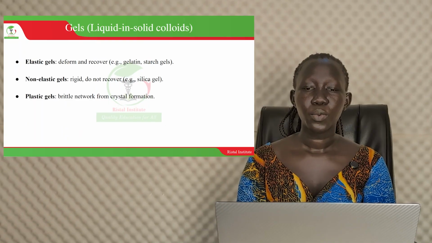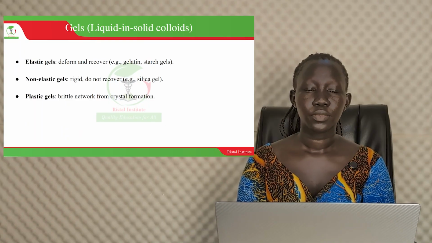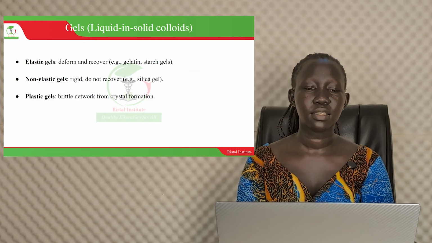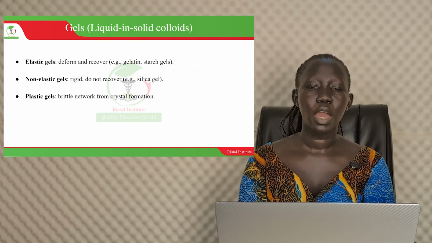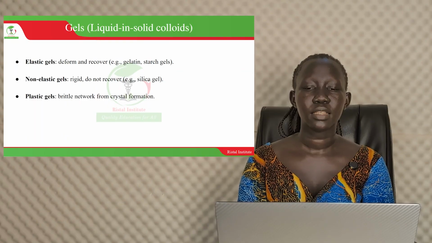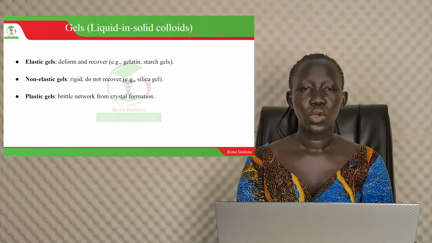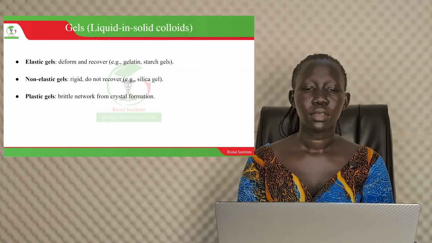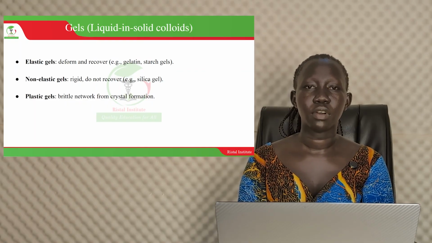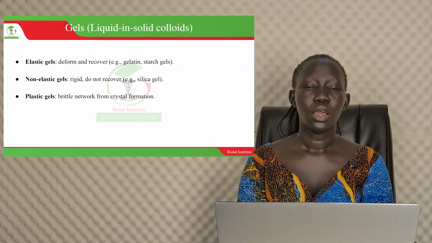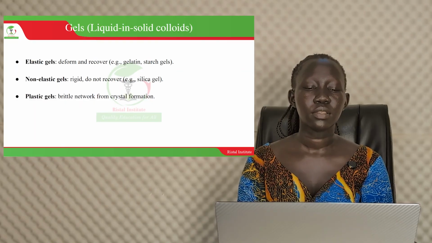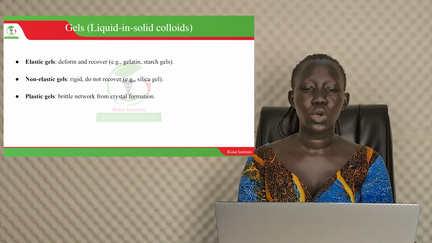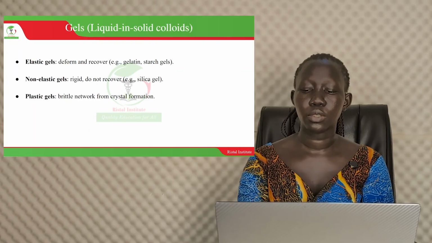Gels. These are liquid in solid colloids. We have examples and types of gels. We have the elastic gels. These deform and reform, for example, gelatin and starch gels. We have the non-elastic gels, which are rigid and do not recover, for example, silica gel. We also have the plastic gels. These have a brittle network from crystal formation.